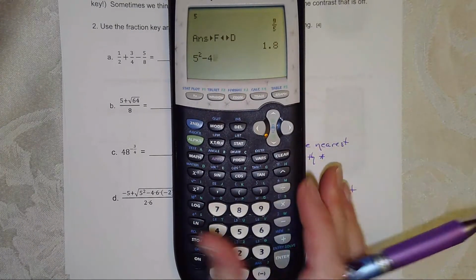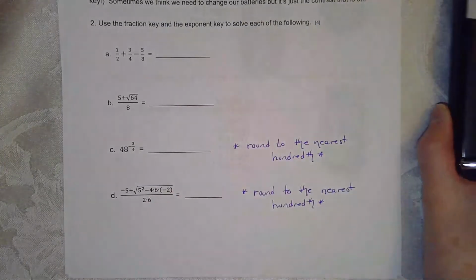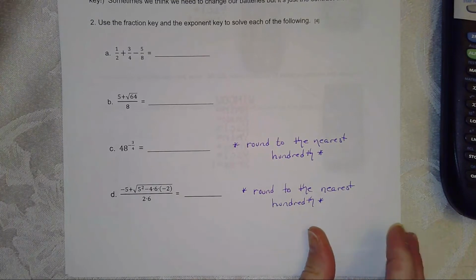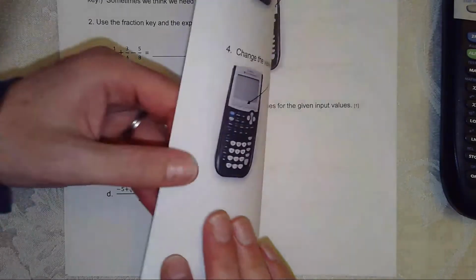I forgot to bring that cursor out of the power. So when you're doing these two questions on the OWL, just make sure that you round to the nearest hundredth. That's 2 decimal places. All right.